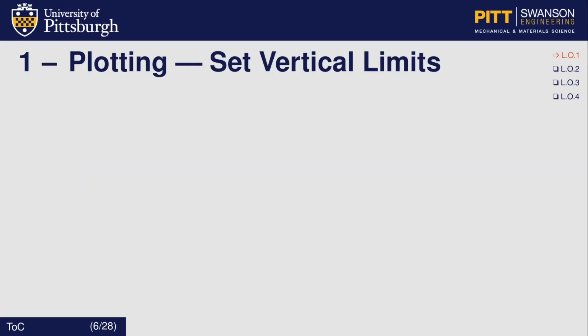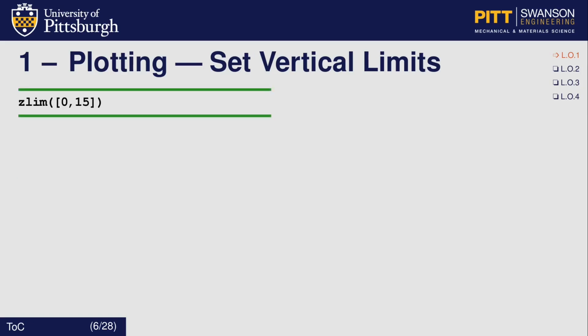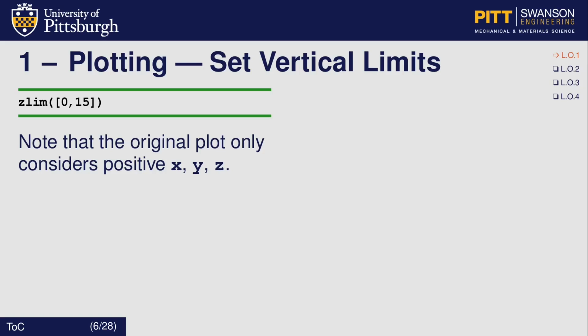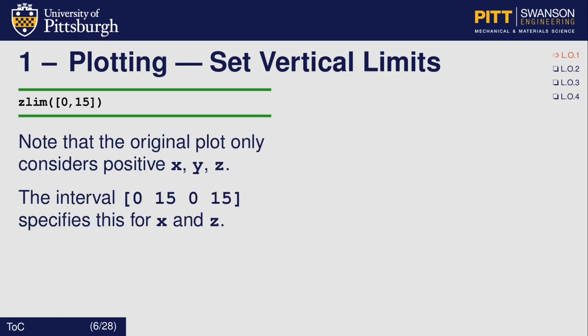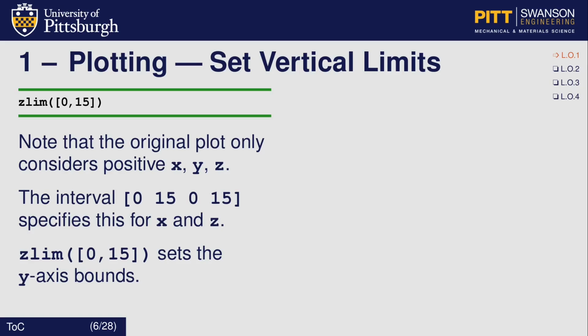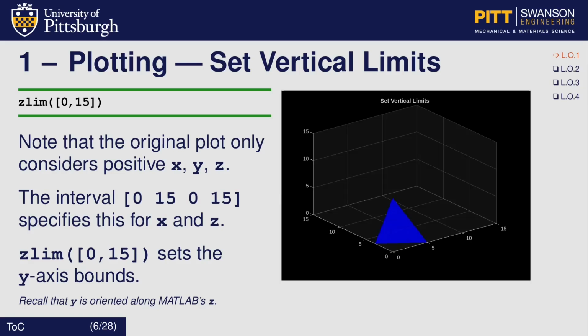Before we add the other planes, let's modify this plot window. We use the zlim function here to modify the z-axis limits. Note that the original plot only considered positive x, y, and z. The interval in the fsurf commands 0, 15, 0, 15 already sets the limits for the x and z directions. The zlim, 0 to 15, sets the limits of the z-axis in the plot, which is our y-axis. Again, remember that the y-axis in our plot is oriented along MATLAB's z-axis. Now the plot looks like this.